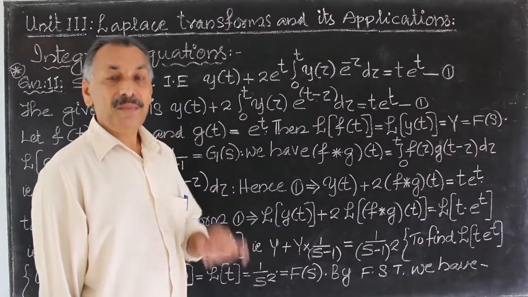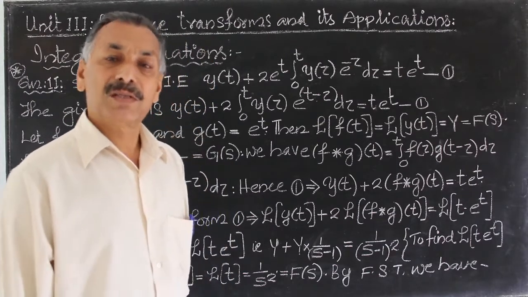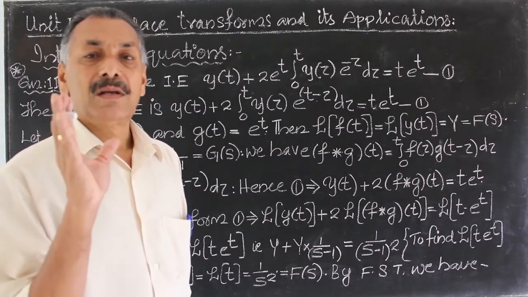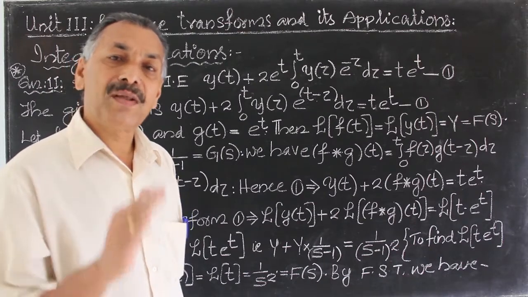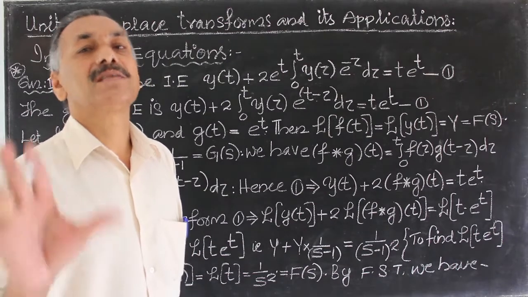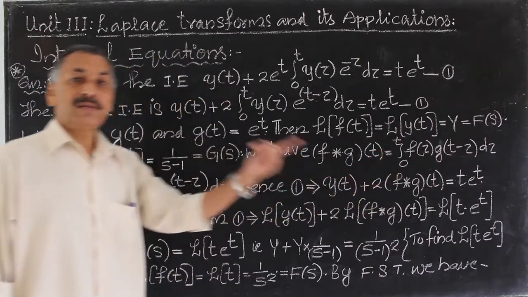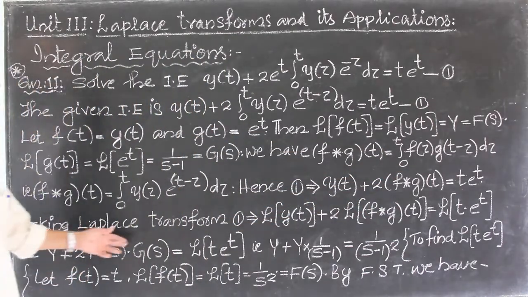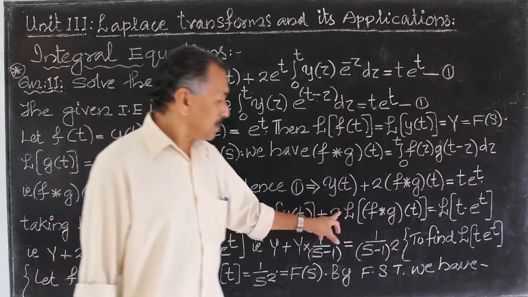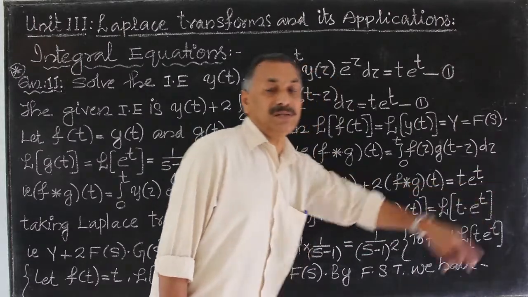Second, to solve any integral equation, first you convert the integral term into the form of a convolution. For that, select an appropriate f of t and g of t, so that the integral term is f convolution g of t. Okay? Then to solve this, take Laplace transform. Taking the Laplace transform, the given problem becomes L of y of t plus 2 into L of f convolution g of t is equal to the Laplace transform of t e raised to t.